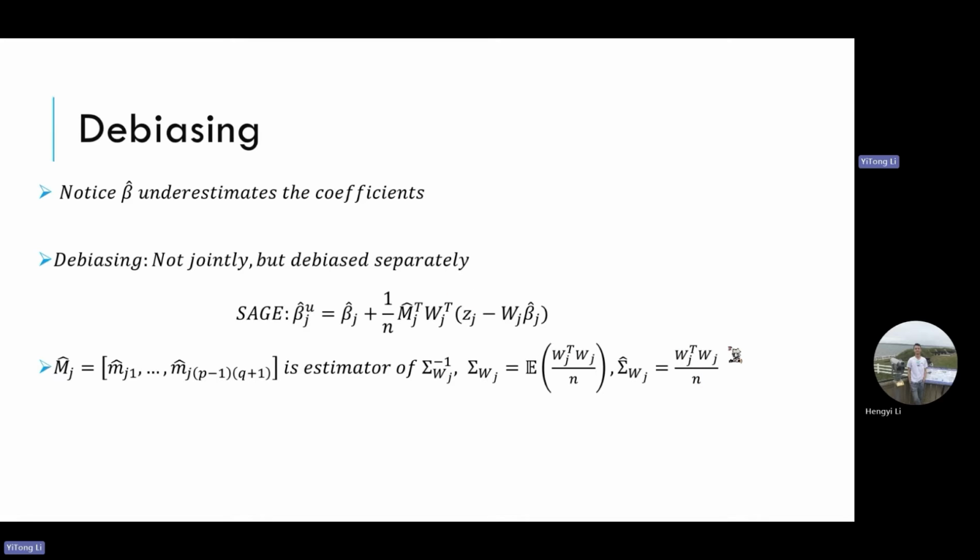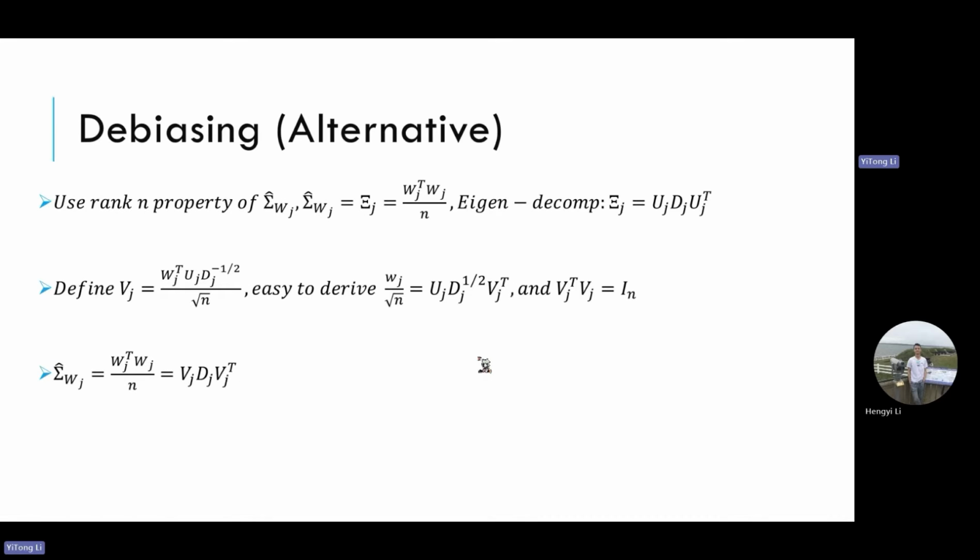However, this debiasing simultaneously presents a theoretical challenge because calculating the joint distribution is nearly impossible. So the key finding is that in order to address this problem, although the coefficients are estimated jointly, they can be debiased separately. And we propose what's called a segmentally adjusted graphical regression estimator. And the estimator is given in this form, which is an estimator of the sigma W inverse. And here are just a few definitions. There's an alternative approach, which involves eigen decomposition and other numerical techniques. But unfortunately, due to the time constraint, I will not cover this.